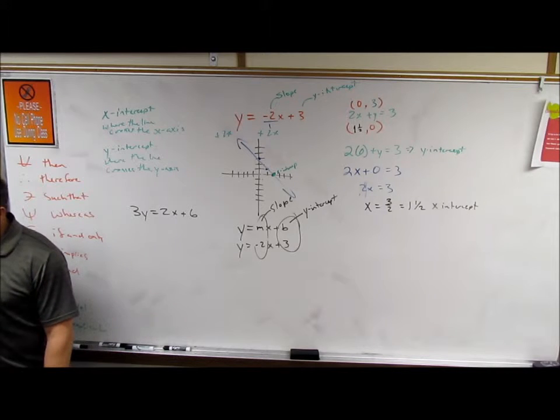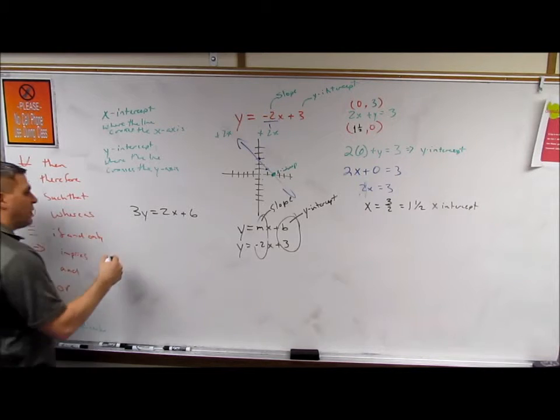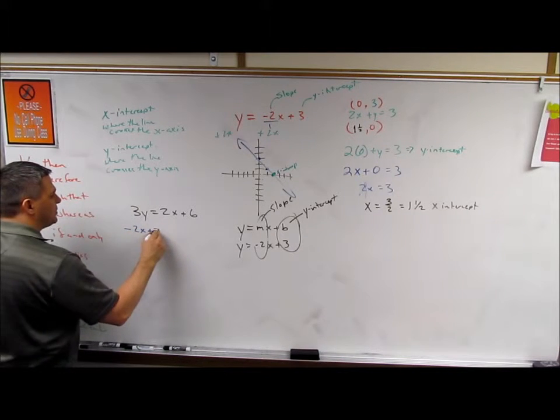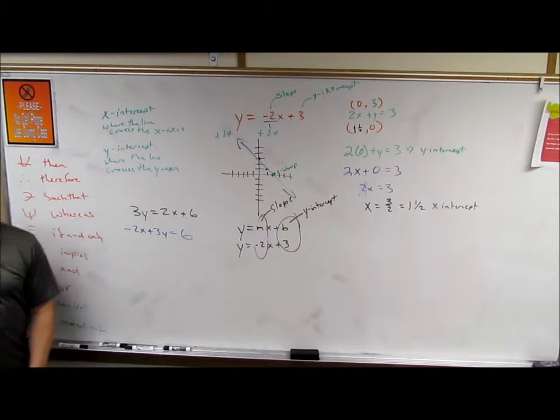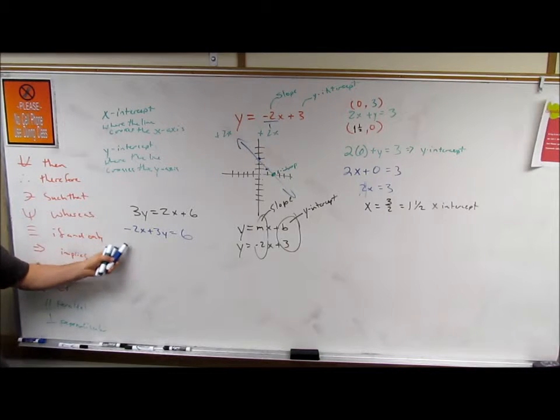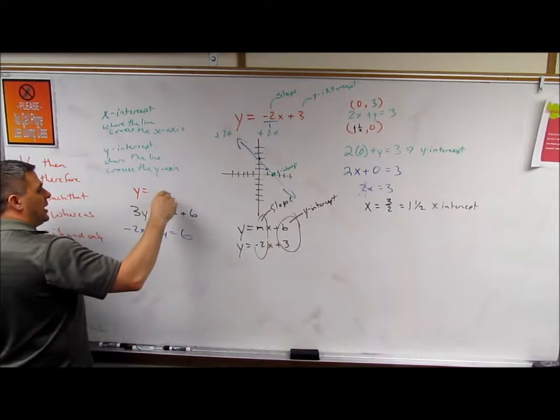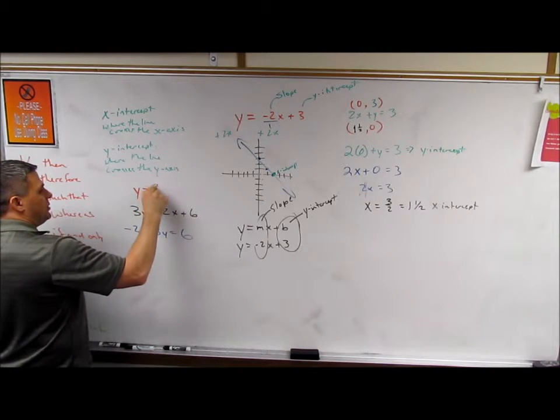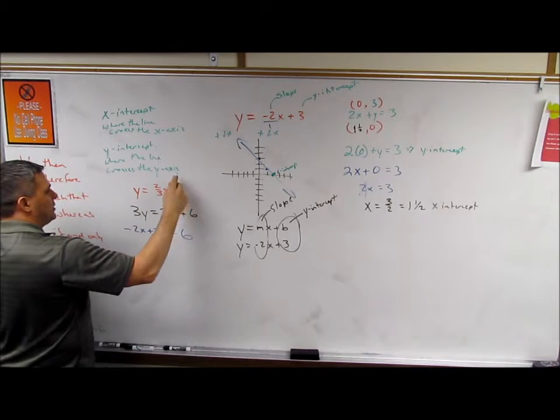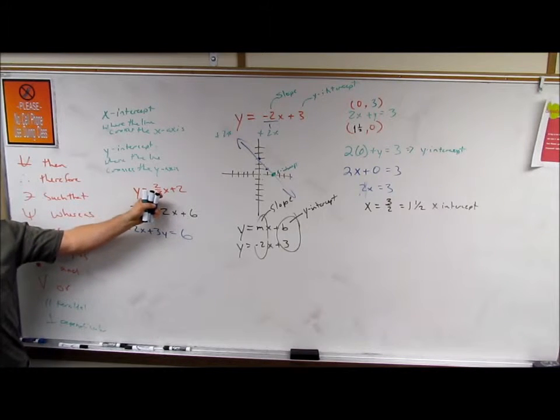Okay? So, right off the bat, this is not slope-intercept form. And if you're going to make the x and y intercepts, my suggestion is to rewrite it: negative 2x plus 3y equals 6. This is a lot easier to solve, I think, than this. y equals 2/3 x plus 2. So right here, I know that the y-intercept is 2.